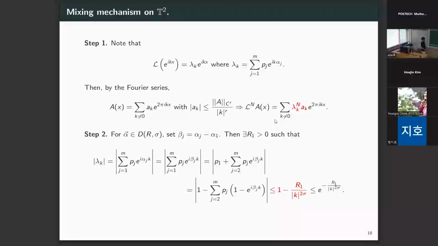So from this part, you can guess, this part is just the same thing, I just rewrote it. And this part is kind of magic. But if you use some Diophantine condition, then this is strictly less than 1. So now we can hope for some kind of contraction. So this is the one key idea, applying the Diophantine conditions.